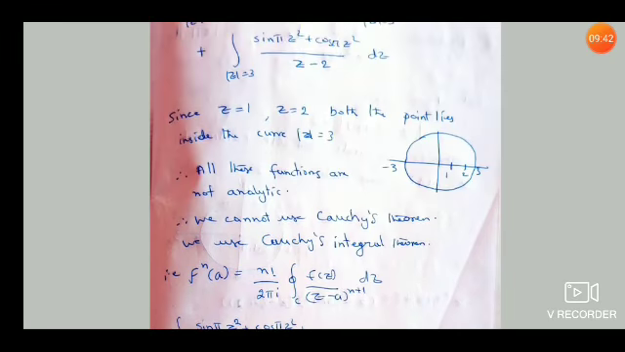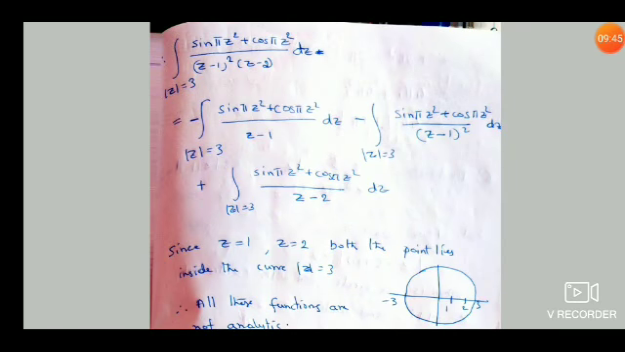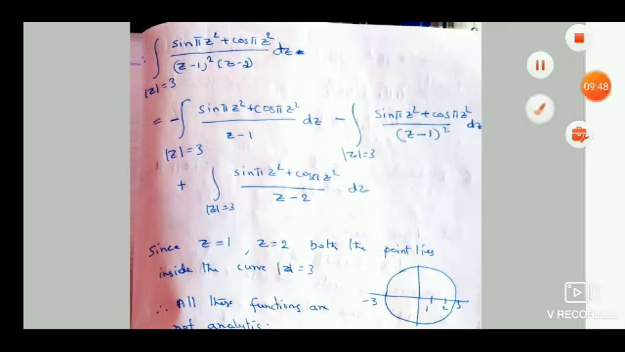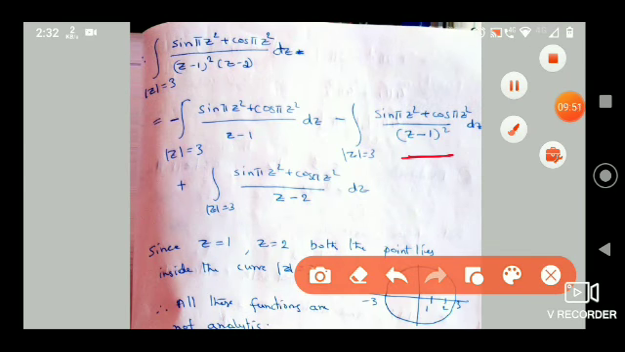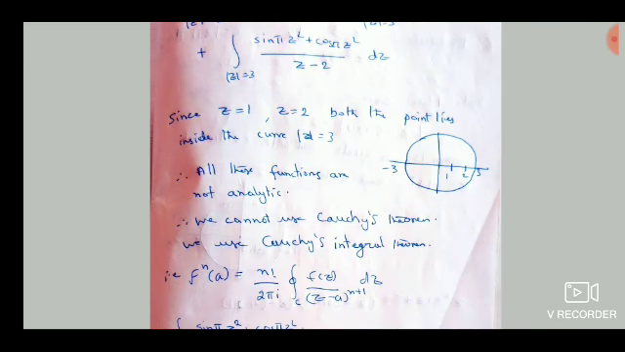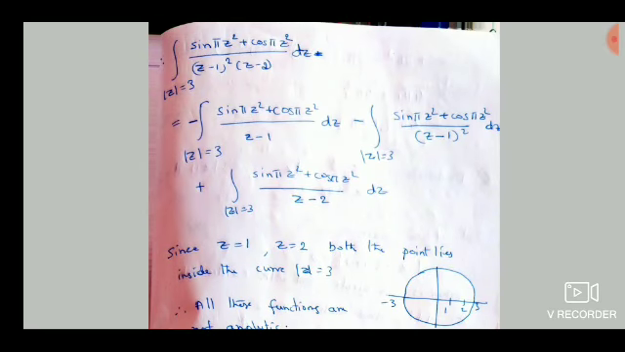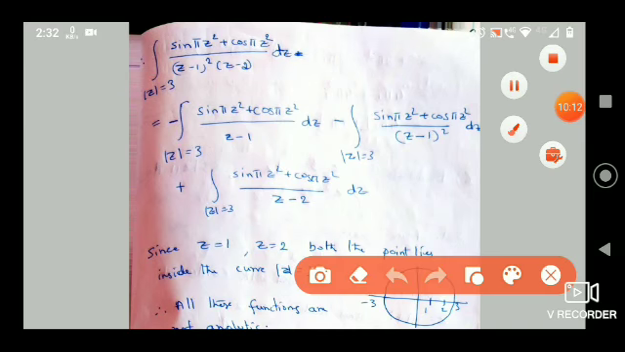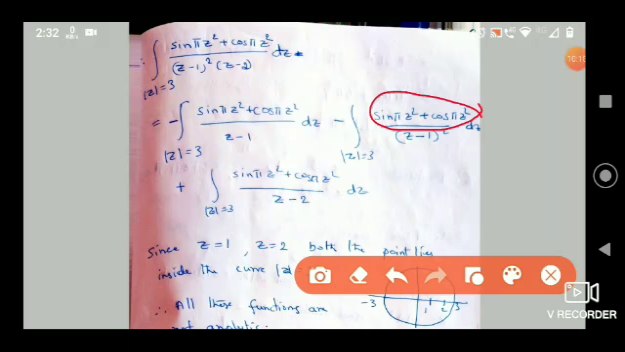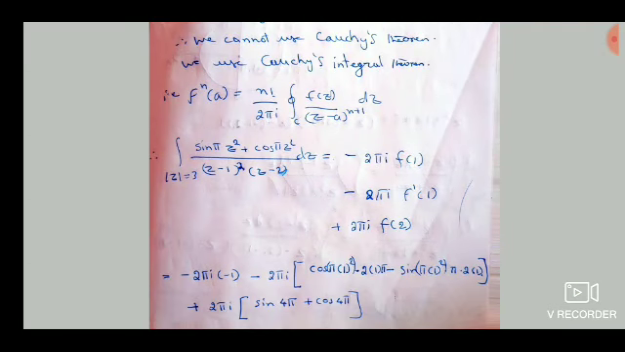And how to solve the second term? In the second term, you have 1 by z minus 1 whole square, right? We have to use the higher order formula. For that we need f dash of 1. Just see here, f power n of a is there, so f dash of 1 is needed. So we have to differentiate this function once, whatever there is here, and substitute z is equal to 1. That's what we did here.